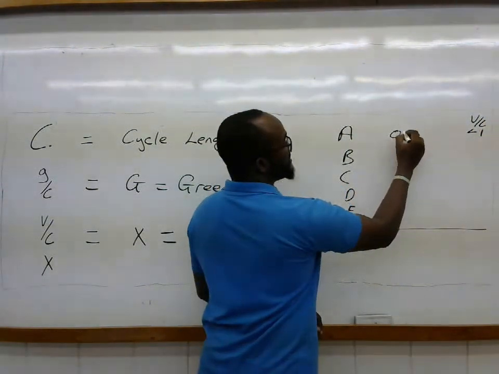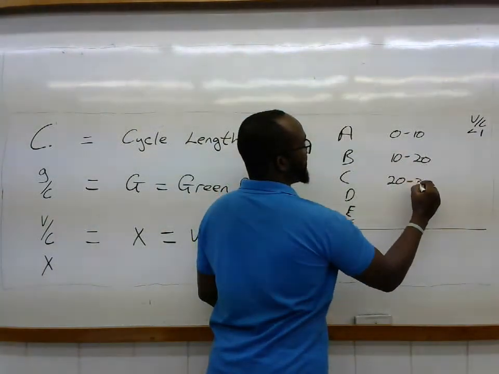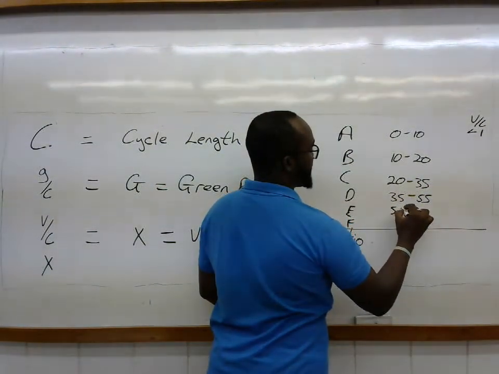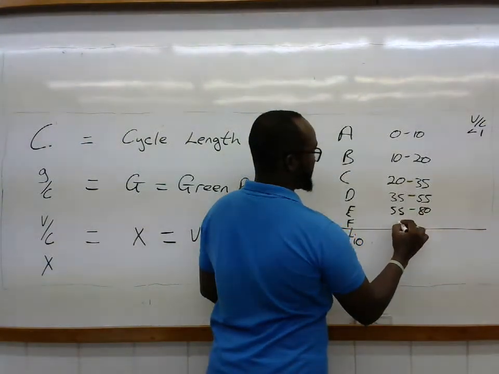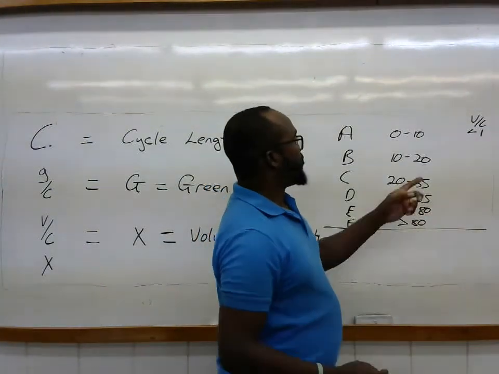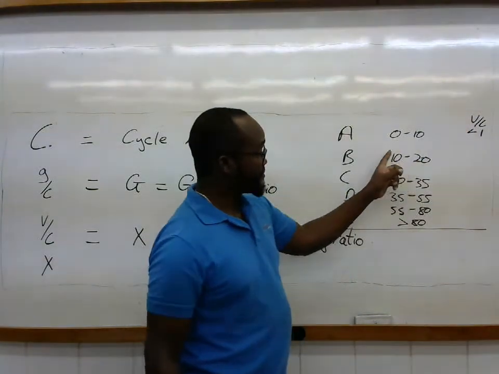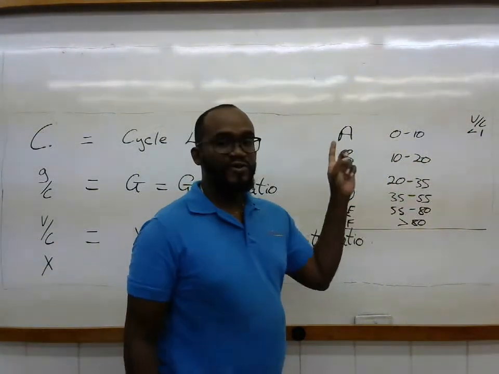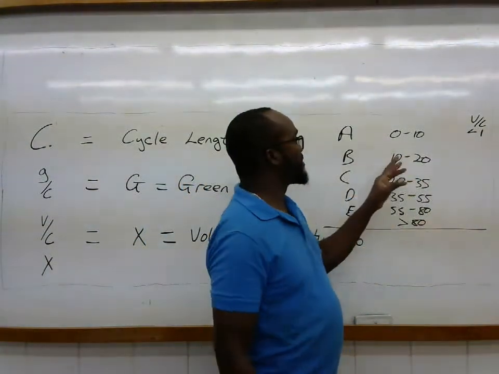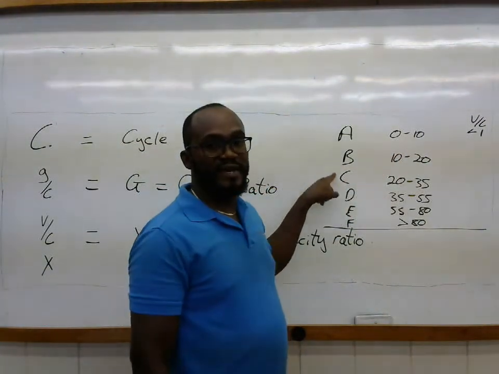So A being 0 to 10, B being 10 to 20, C 20 to 35, D 35 to 55, E 55 to 80, F greater than 80. So all of these values assume that the volume to capacity ratio is less than 1. If the volume to capacity ratio goes higher than 1 or is equal to 1, then automatically, irrespective of the delay, these values all convert to F.